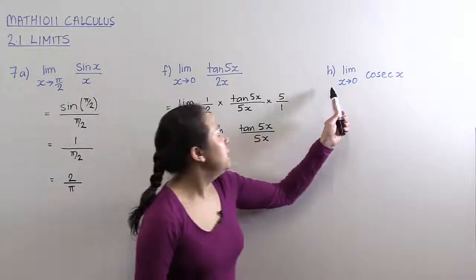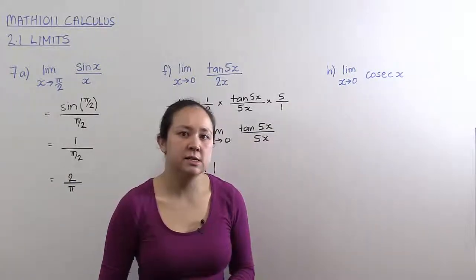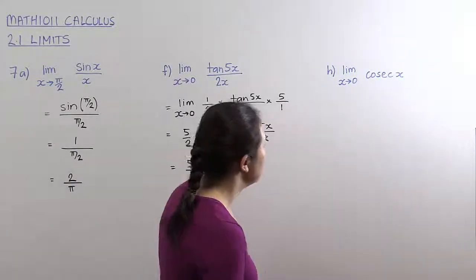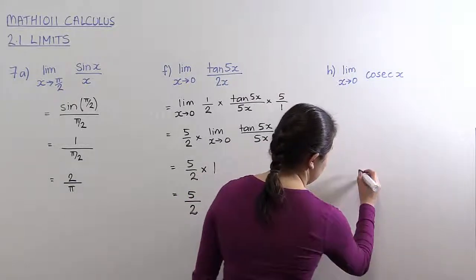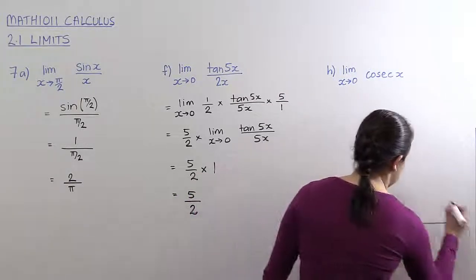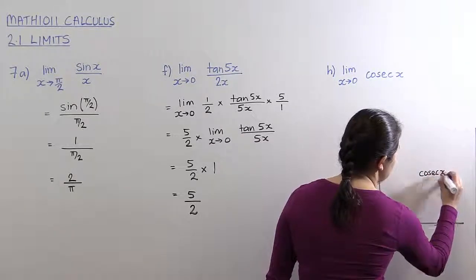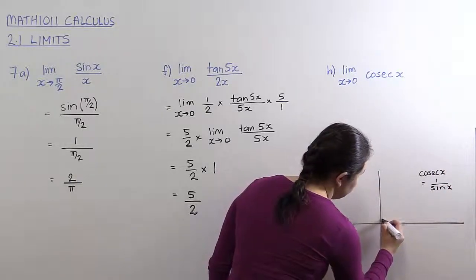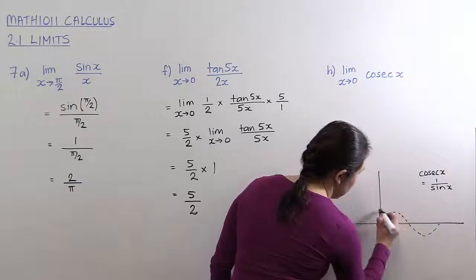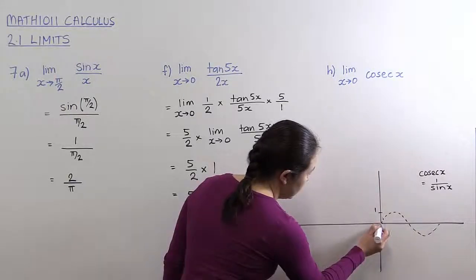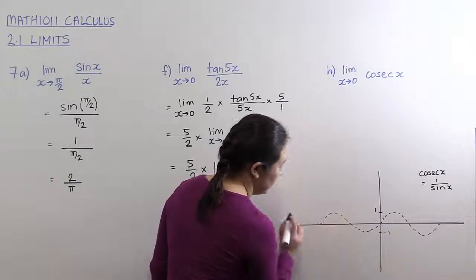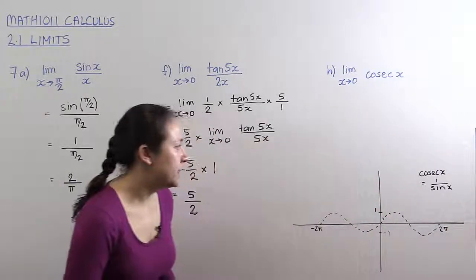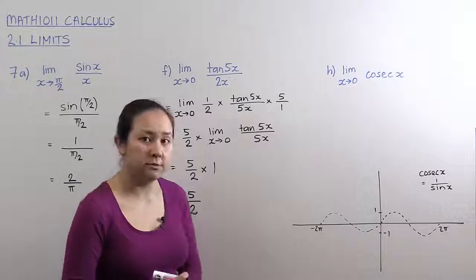This last part, h, limit as x tends to 0 of cosec x, I'm going to just quickly go over the graph of cosec x so we can see what's going on here. So remember cosec is 1 over sine. So if I'm going to draw a graph, let's remember cosec x is the same as 1 over sine of x. So my sine graph starts at 0 and goes up to 1 and down to minus 1, and it also goes down to minus 1 up to 1. That's 2 pi, and this is 2 pi. So this is my sine graph here, and I need 1 divided by this graph.